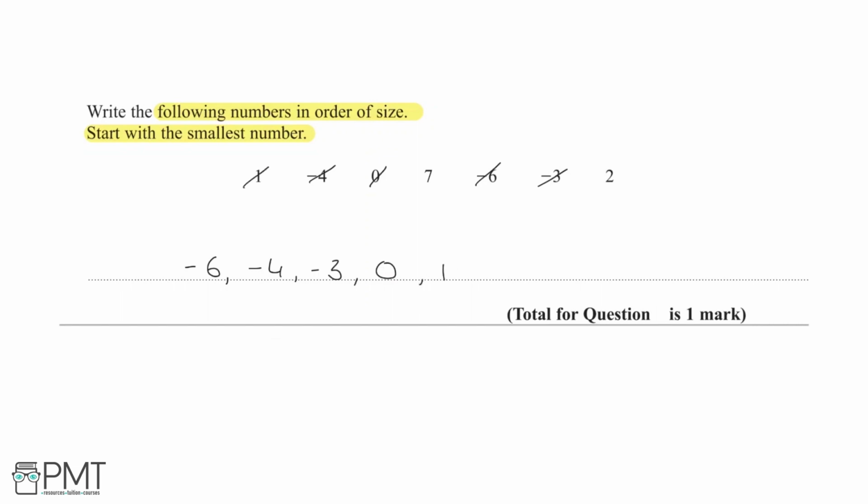So from here, it's just normal number logic which applies. So the larger the positive number, the larger the number in general. And then we have a 2, which is here. And then we have a 7, like that. Okay, so this question is worth 1 mark, and that 1 mark comes from a correctly ordered set of numbers, as I have done here.